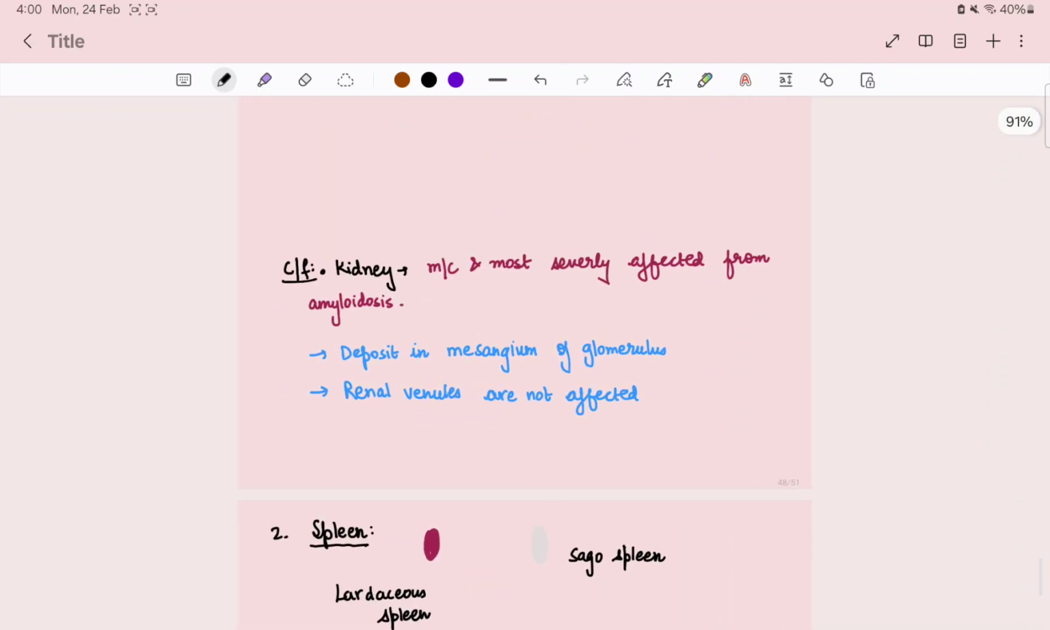Then what are some clinical features? So kidney, it is most commonly and most severely affected from amyloidosis. So in amyloidosis, whenever amyloid is deposited, the organ becomes large. Where is amyloid deposited? In the mesangium of the glomerulus. But important is renal venules are never affected. Arterioles, mesangium, everything is affected. Renal venules are not affected.